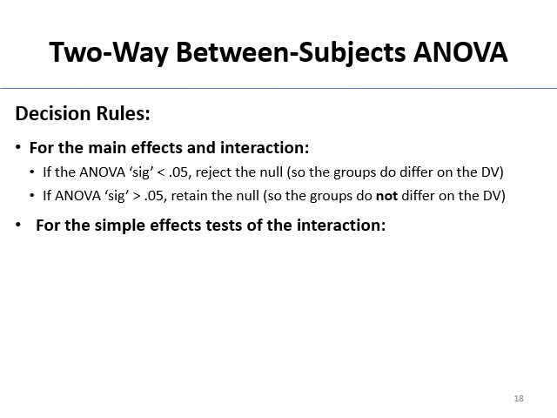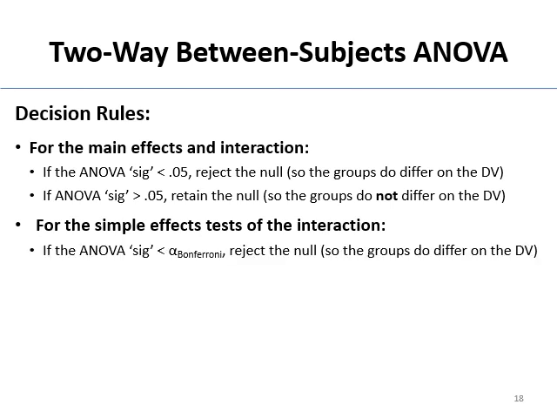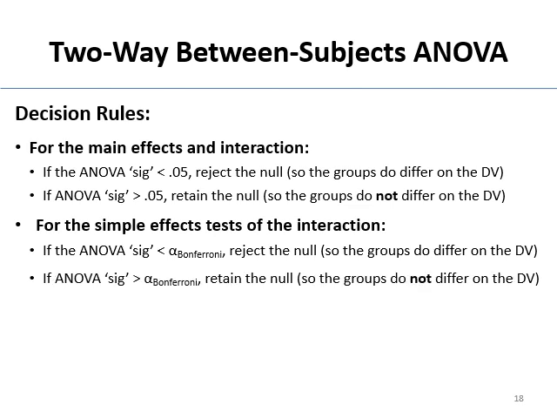For the simple effects tests that we'll do, it's slightly different because we have an alpha Bonferroni. So you need SIG to be less than alpha Bonferroni for you to reject the null. And again, if it's less than your Bonferroni corrected alpha level, it means the groups differ. There's a significant difference between those means. If it's greater, no difference. So it's basically the same rules. Hopefully this starts to make sense to you guys. It's the same rule, compare SIG to alpha. The only difference is you have to remember to use alpha Bonferroni for the simple effects tests.